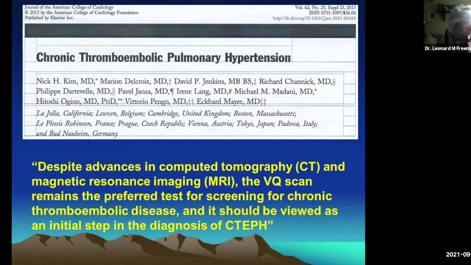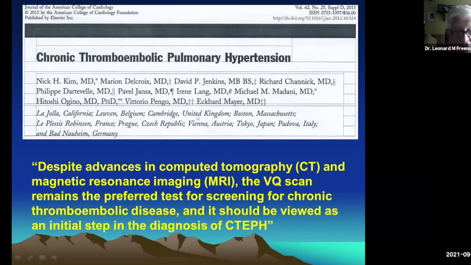Chronic PE. Well, chronic PE, there's been a lot written about the fact that VQs are better than CTs as far as chronic PE. Despite advances in computed tomography and magnetic resonance imaging, the VQ scan remains the preferred test for screening for chronic thromboembolic disease, and it should be viewed as an initial step in the diagnosis of chronic thromboembolic pulmonary hypertension. So patients that present with pulmonary hypertension, basically the lung scan has been pretty good.